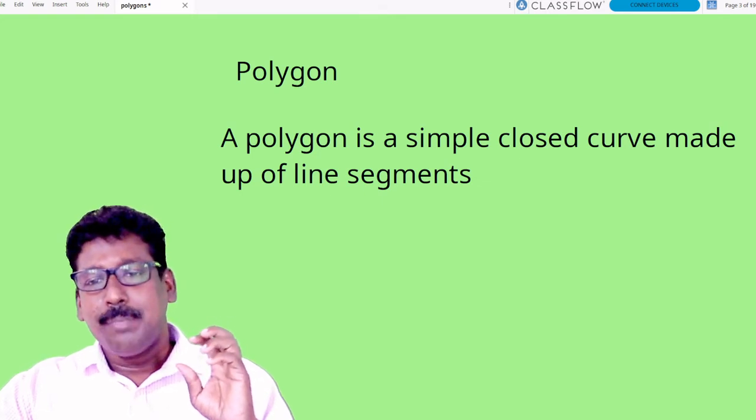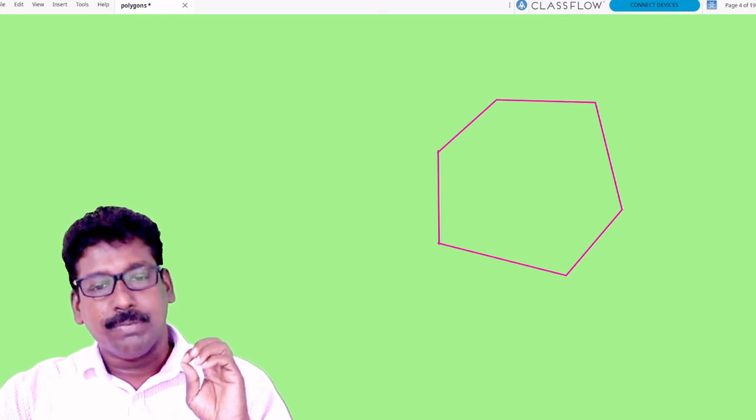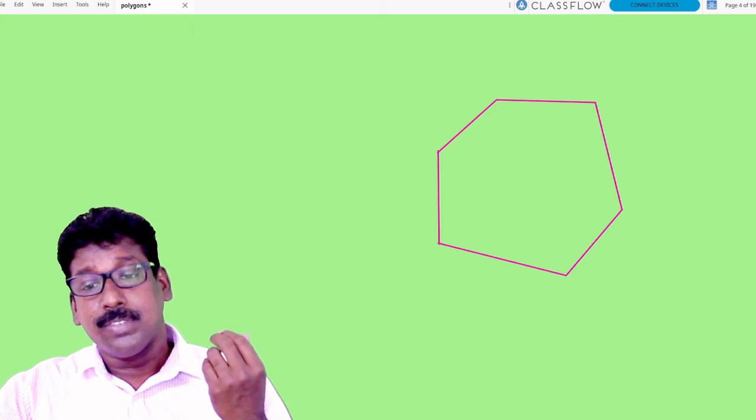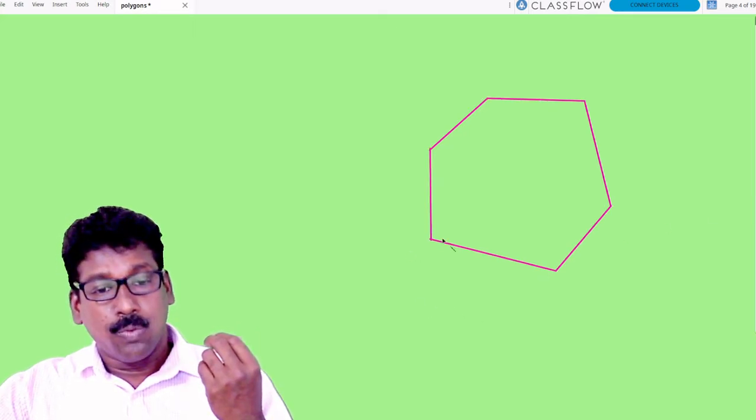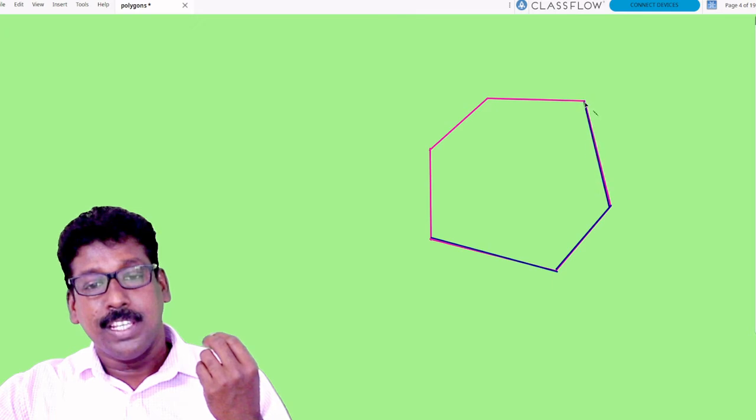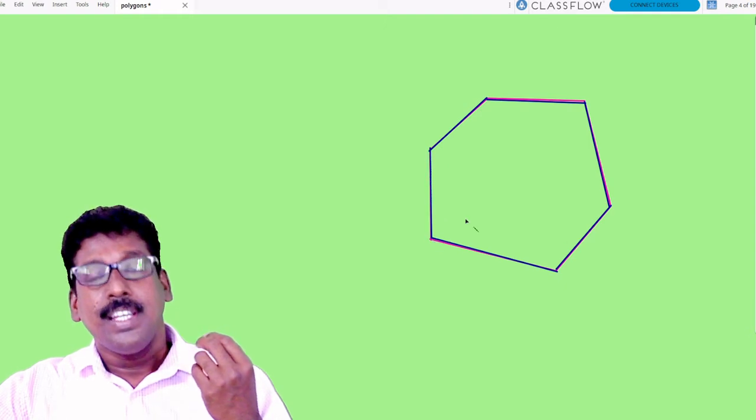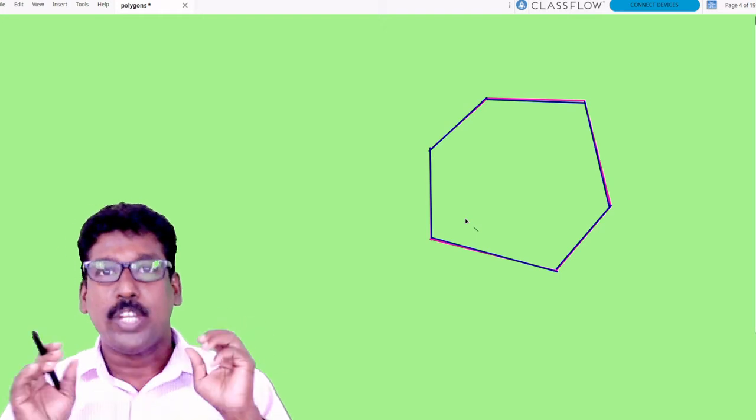Now let me take a polygon. Here you can see a polygon. Can you say how many line segments are used here? Yes, here you can see 1, then 2, 3, 4, 5, 6. Here 6 line segments we used to make this polygon.